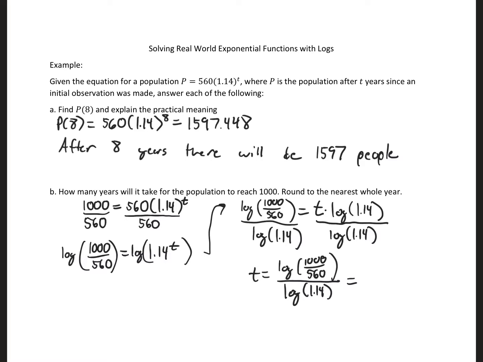But when we do this, we'll get 4.425 for t. So it's about 4.425 years to reach this population, or if we round that to the nearest whole year, it's going to take about 4 years, really a little bit more than 4 years, about 4.425 years to reach a population of 1,000.